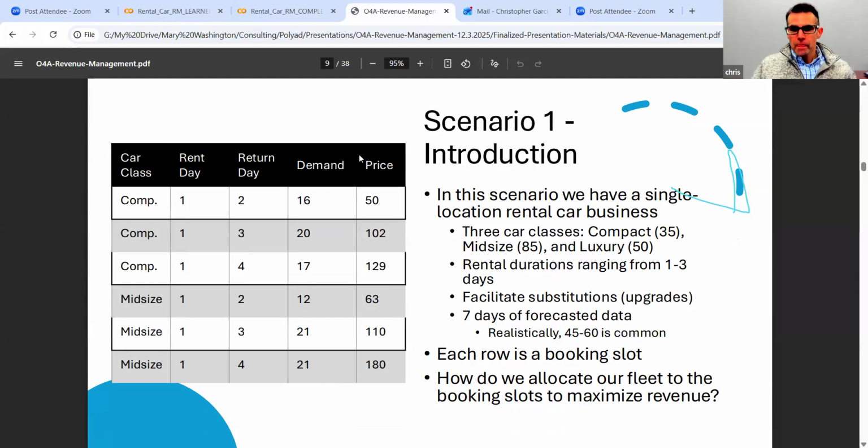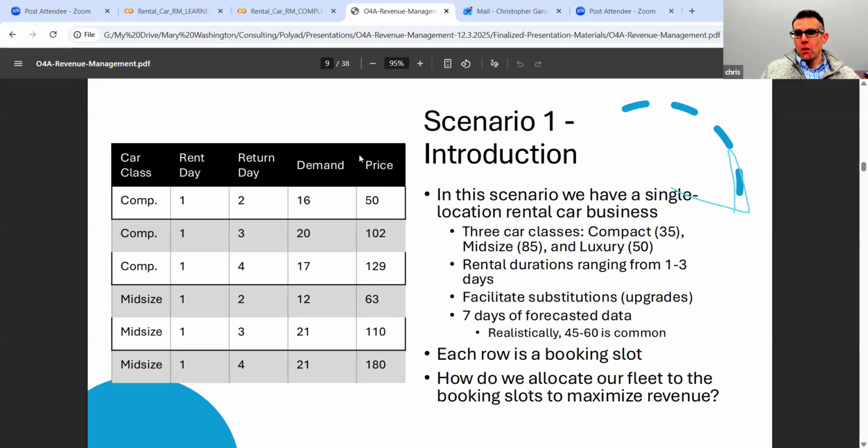In this scenario, we have a single location rental car business. So just one location, not multiple cities. Let's say we have three different car classes: compact cars with an inventory of 35, midsize with an inventory of 80, and luxury with an inventory of 50. We're going to use rental durations ranging from 1 to 3 days in our scenario here.